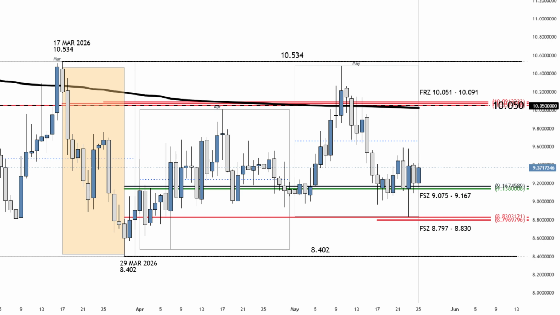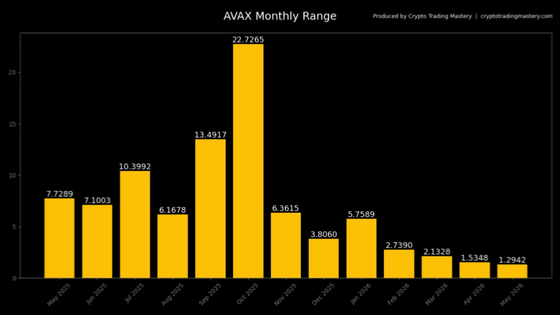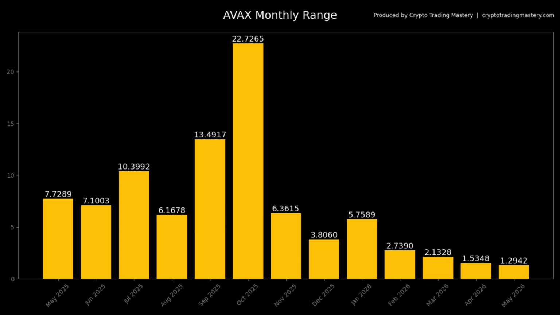As we continue this Avalanche live trading analysis, pay close attention to how Avalanche price action reacts around these Fibonacci levels and key swing trading structures. These critical swing trading structures are critical for understanding the Avalanche live market structure and potential next price action move. What we are seeing right now is extreme compression developing over time. The monthly ranges have steadily declined from 5.758 to 2.739, then 2.132, then 1.534, and now 1.294. That is a massive contraction in volatility.